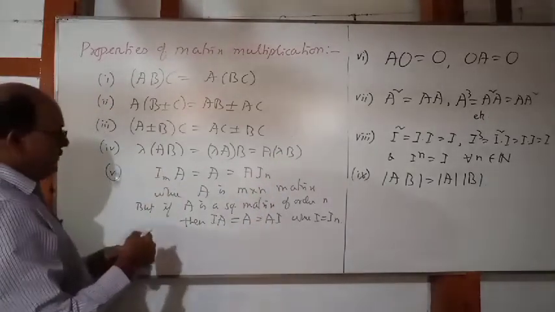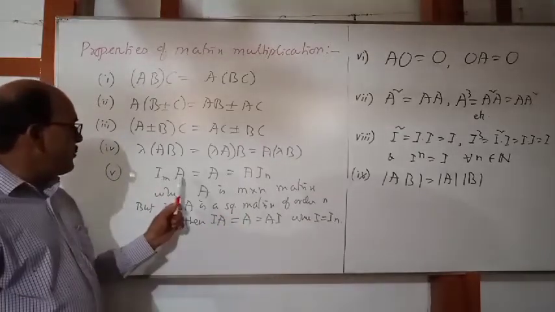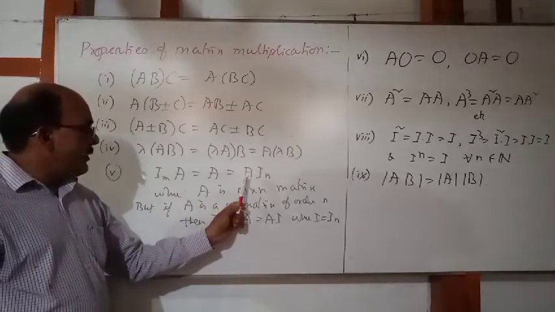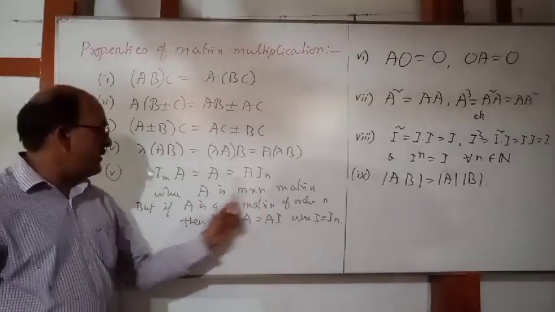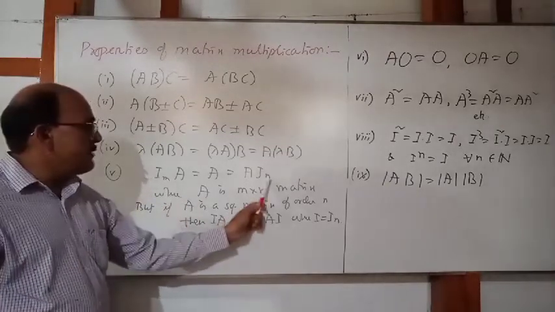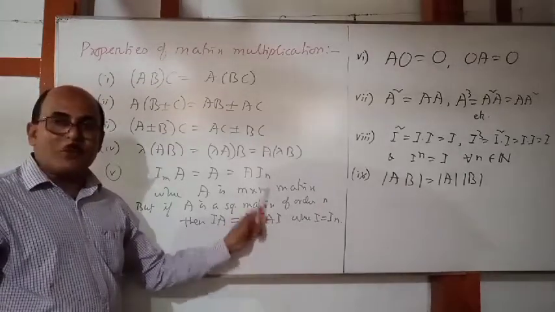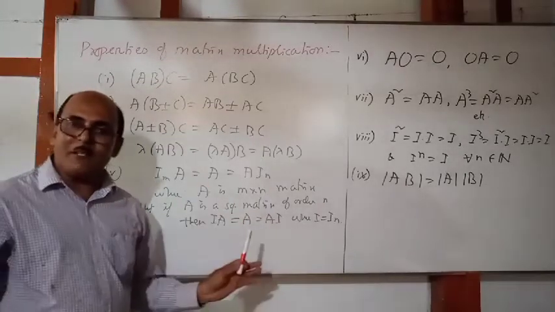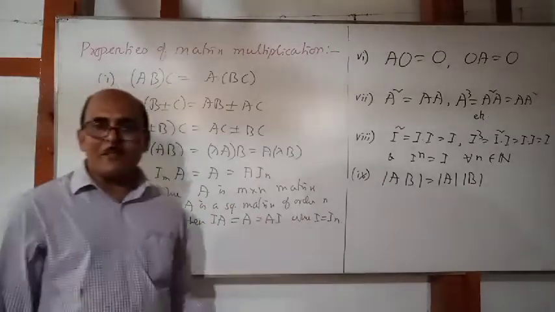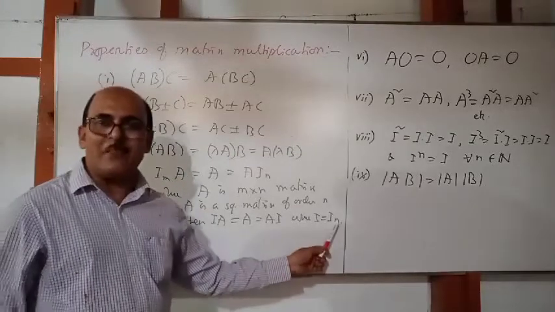And number 5 is important. Suppose capital A is an m by n matrix, then Im into A, with I the unit matrix, is equal to A, equal to A into In. Means the left side unit matrix is of order m, the right side unit matrix is of order n if A is an m by n matrix. Both I are not the same. They are both unit matrices, but their sizes are different. This is important. But if A is a square matrix, then of course the left and right side I will be the same. So in that case we do not write In, only I.